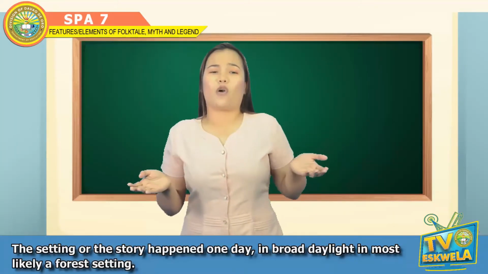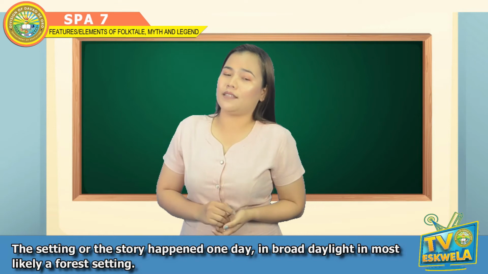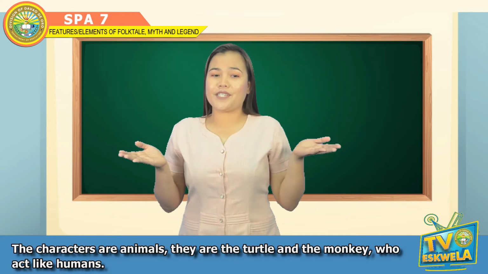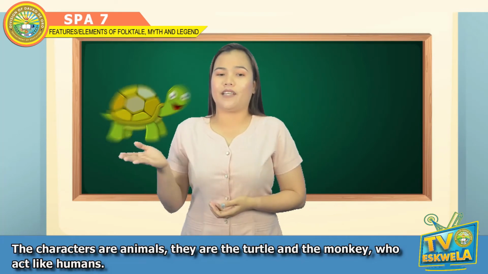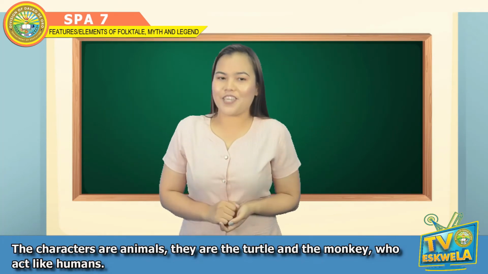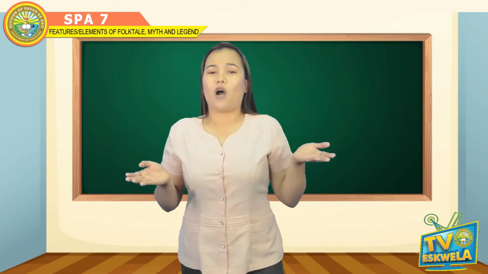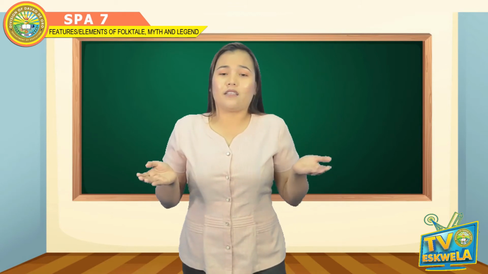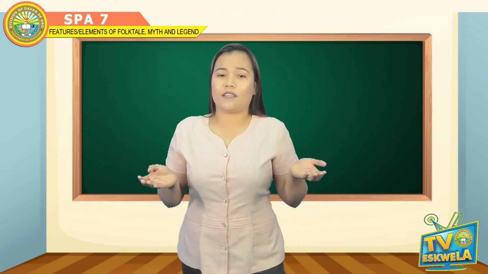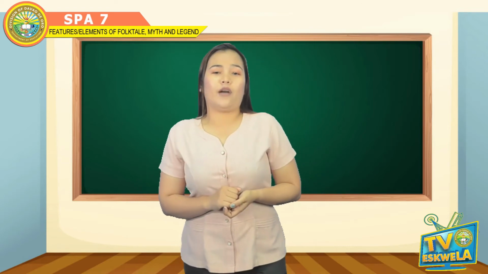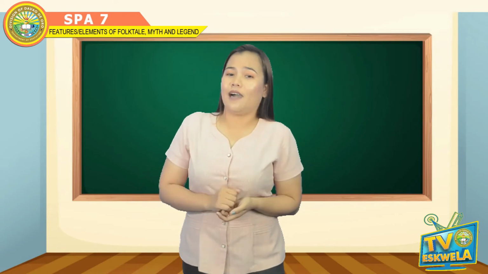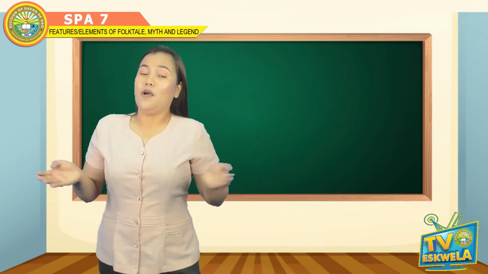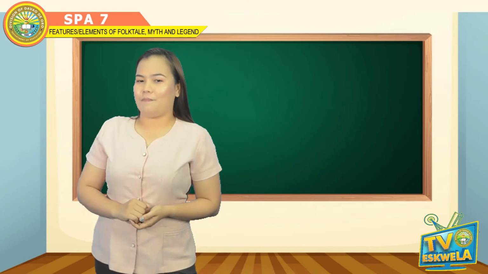The setting of the story is one day in broad daylight, most likely in a forest. The characters are animals, the turtle and the monkey, who act like humans. This story contains a moral lesson, which is not to be greedy. Better to give than to receive. We need to share what we have with others, and God will bless us more. Do not be egotistical. So, that was an example of a folktale.